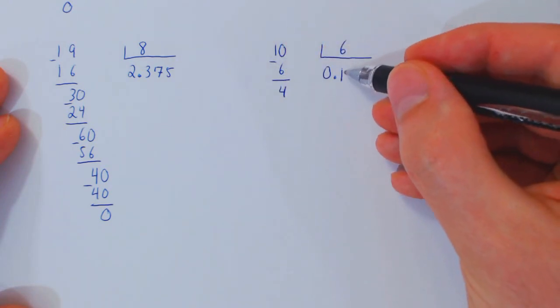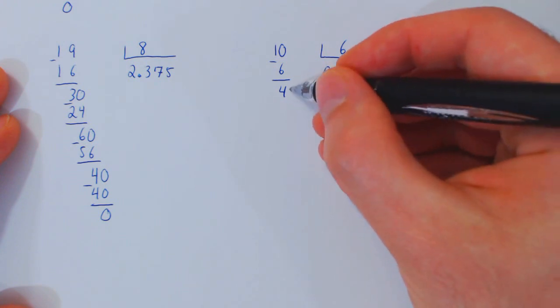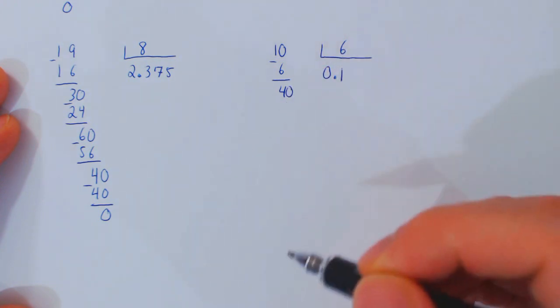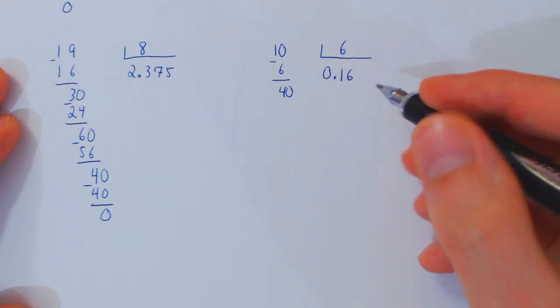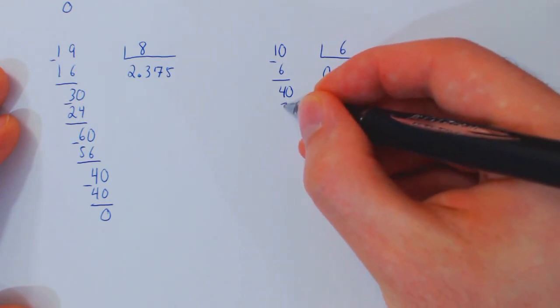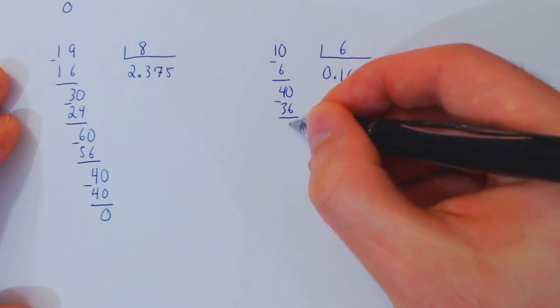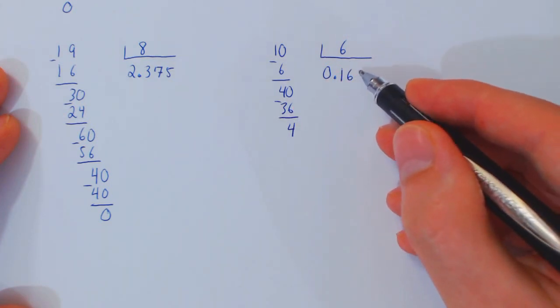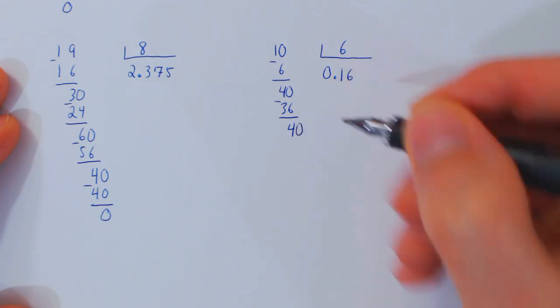Move to our second decimal place, offset by a factor of 10. How many times can we fit 6 into 40? The answer is 6. 6 times 6 is 36. We subtract, we get 4. Move to our third decimal place, offset by a factor of 10.